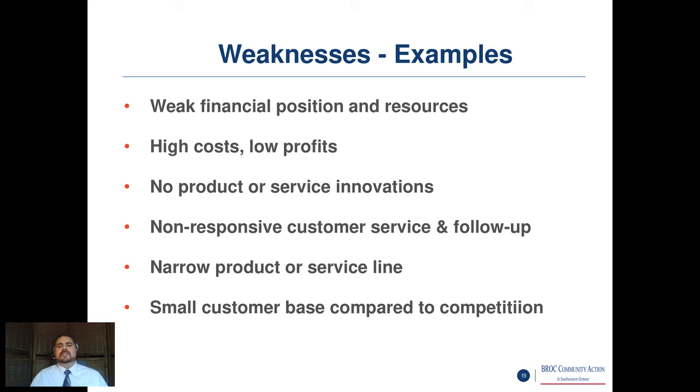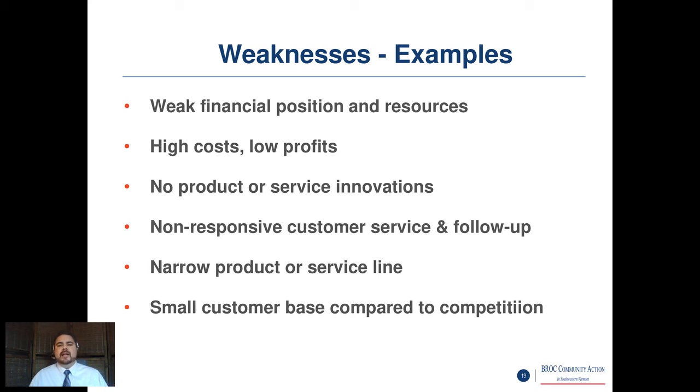No product or service innovations. If you're trying to start a business that offers the same exact products and services as 100 other businesses, it's definitely a weakness because you're going to have to stand out in that marketplace by offering something innovative. And that might not be the exact product, but it could be an innovative way of marketing, an innovative way of branding. But having none of those innovations in the business is definitely a weakness.